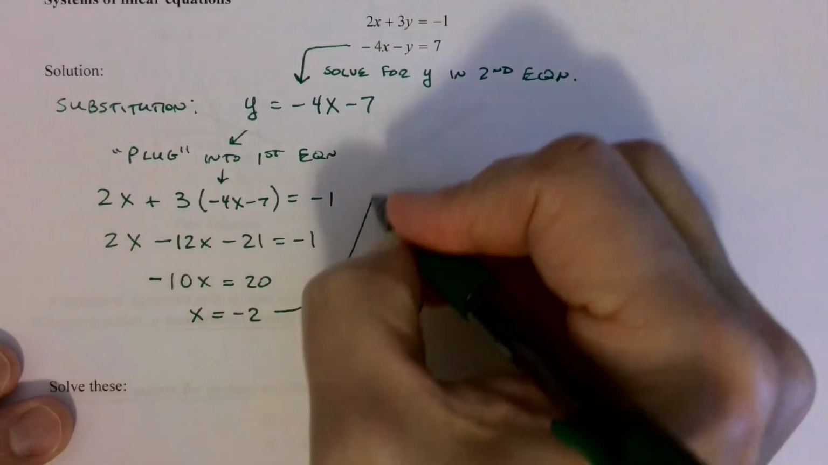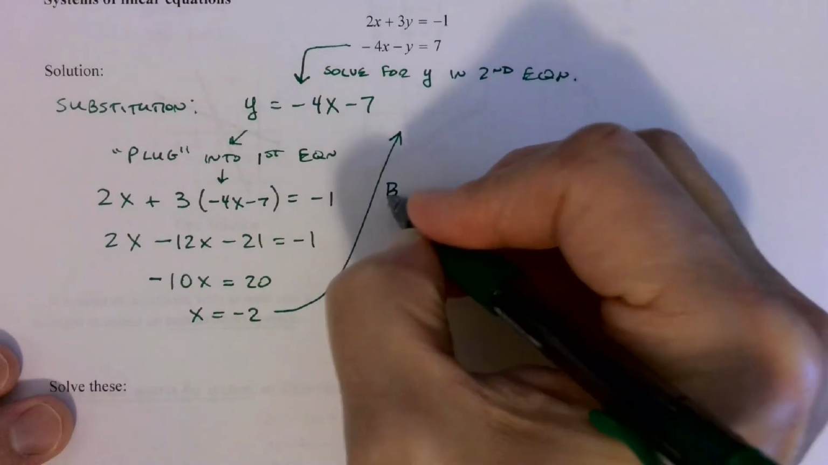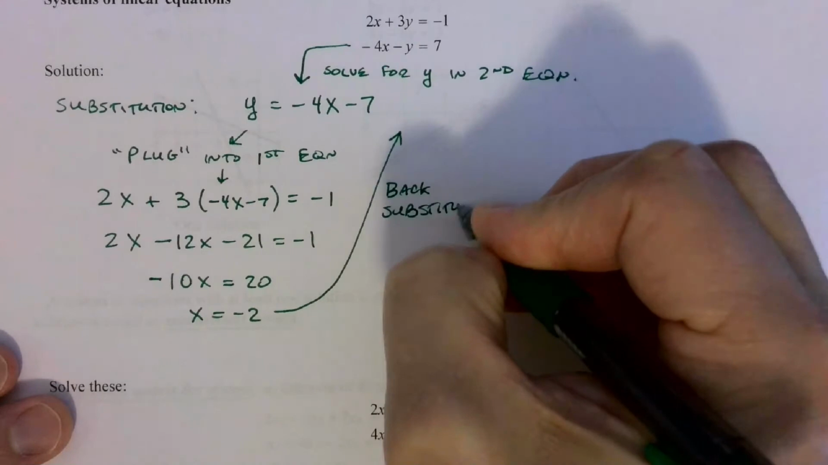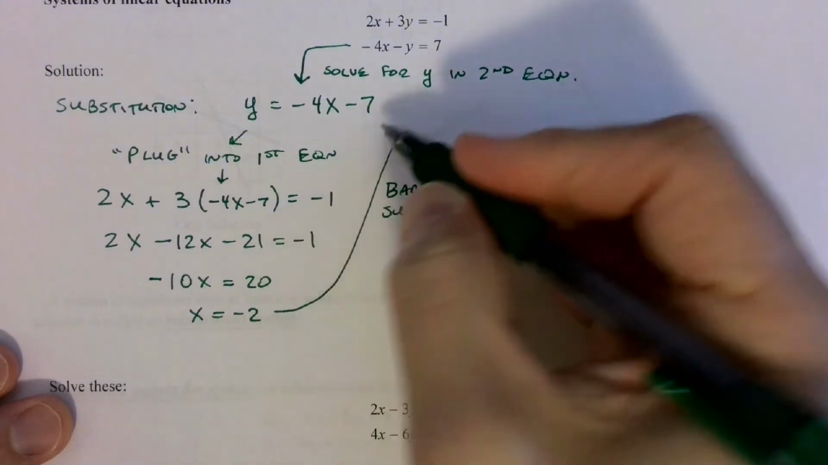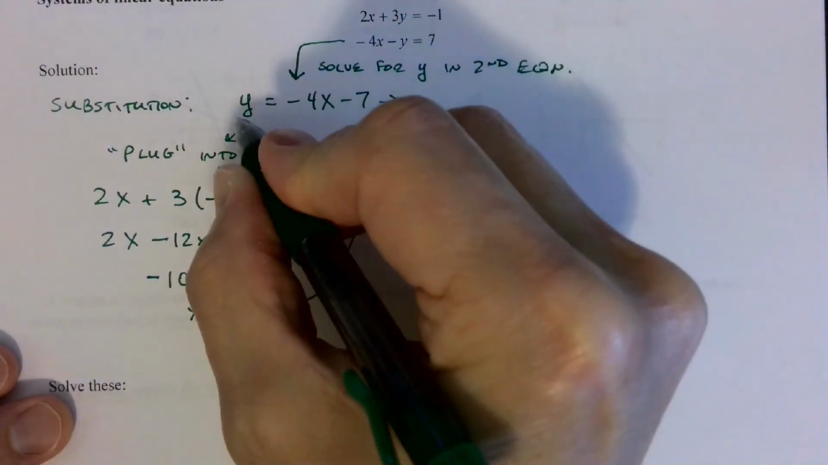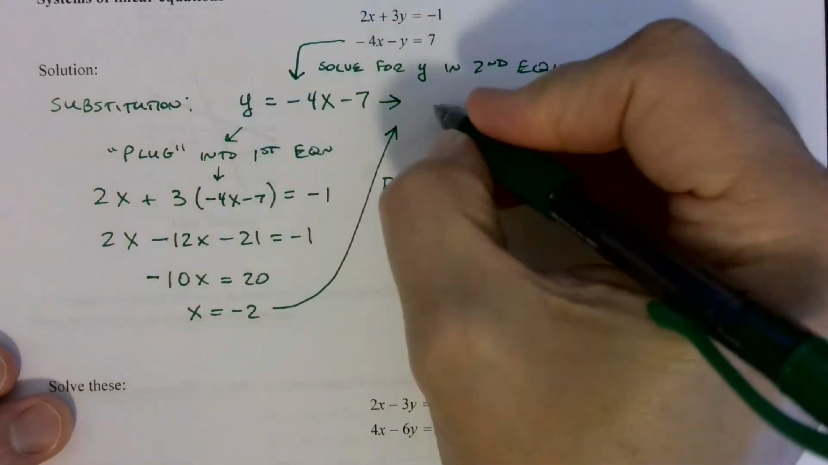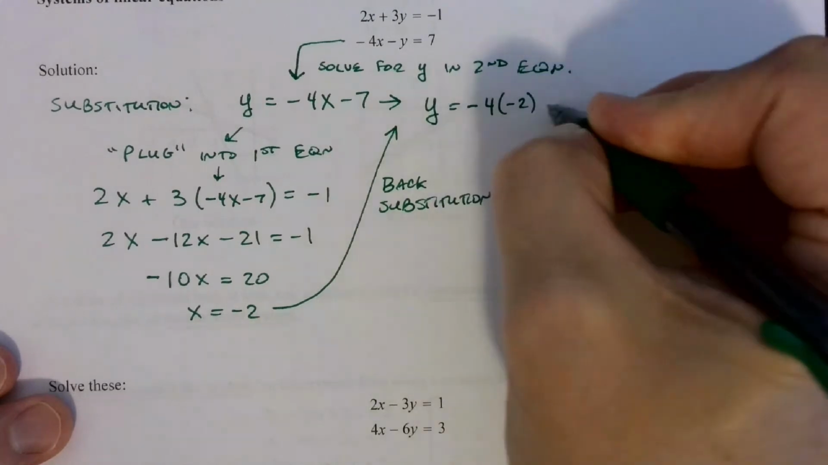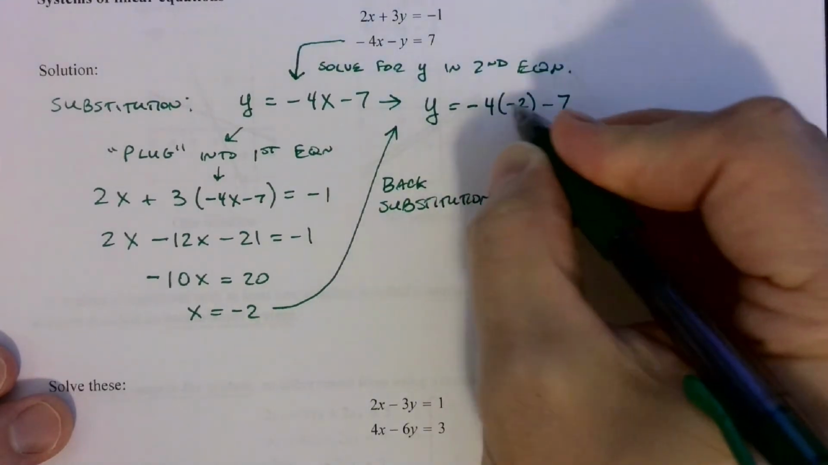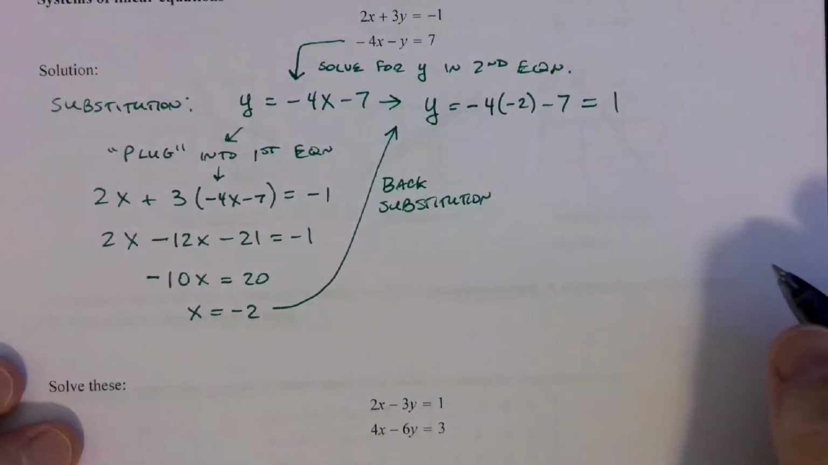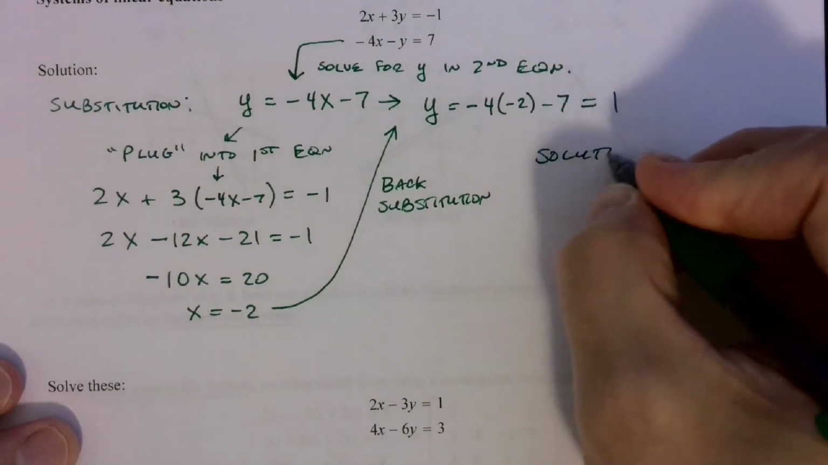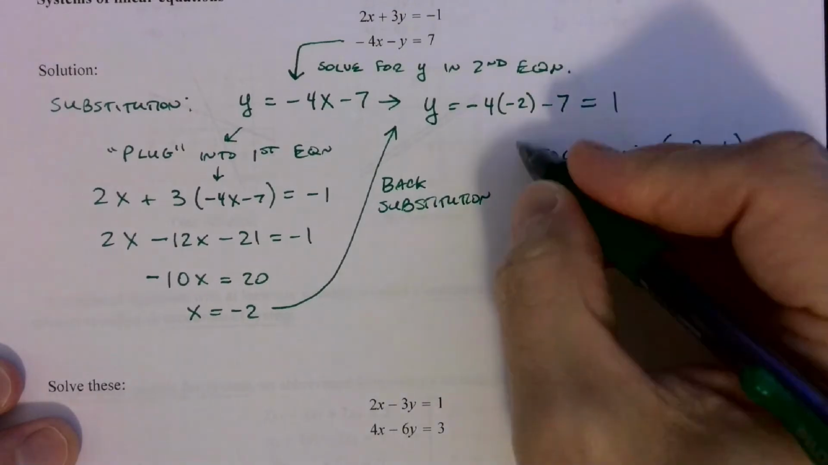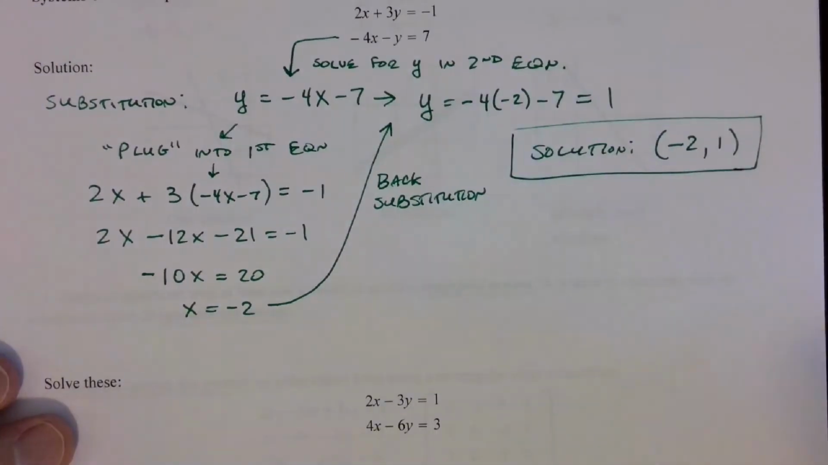Well, I come back up here, in a step that we sometimes call back substitution. So I'm going to go back to this original equation where I solved for y, and now replace x with what? Negative 2. So I get y is negative 4 times negative 2 minus 7. That's positive 8 minus 7. Y is 1. And so my solution is x is negative 2, y is 1. That's algebraically one way to solve.